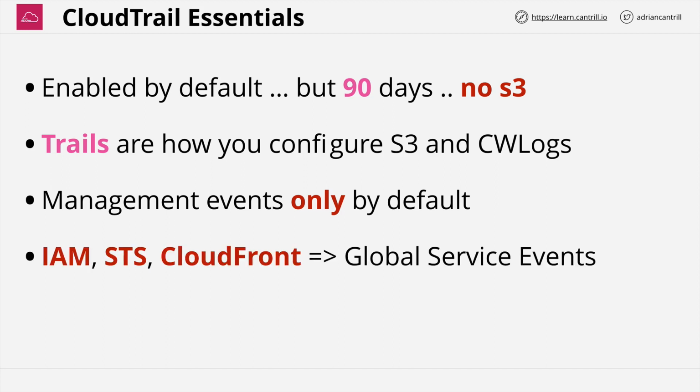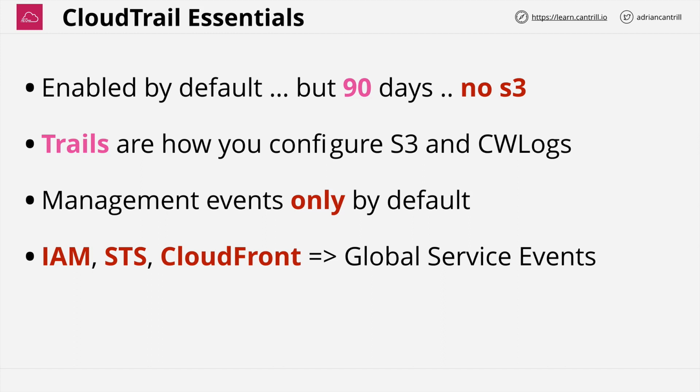Now, most AWS services log data to the same region that the service is in. There are a few specific services, IAM, STS, and CloudFront, which are classified as true global services, and they log their data as global service events, which get logged to US East 1. And a trail will need to be enabled to capture that data. So that's critical. You might find that come up as an exam question.